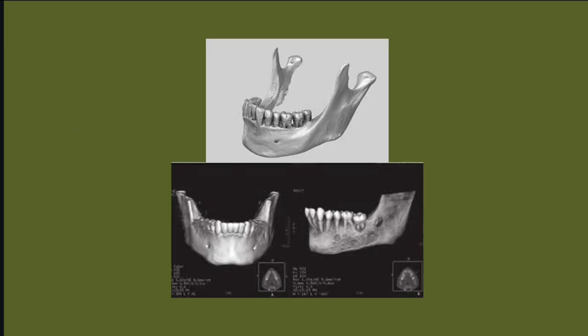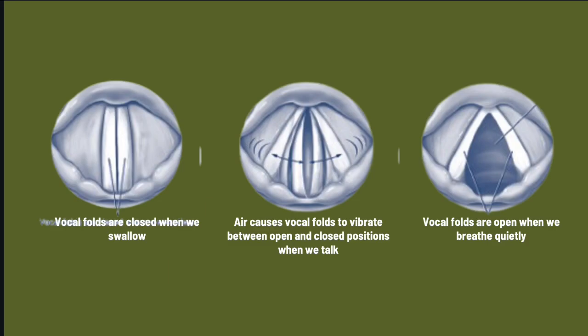Okay, now before we move on, I would like to circle back to talk for the very last time about the vocal folds, the three positions of the vocal folds. Now let's discuss the three main actions of the vocal cords or the vocal folds and how they contribute to different types of sounds.